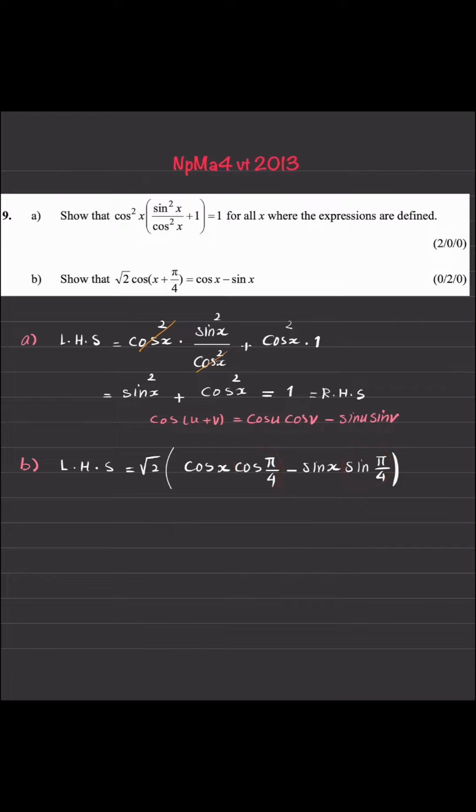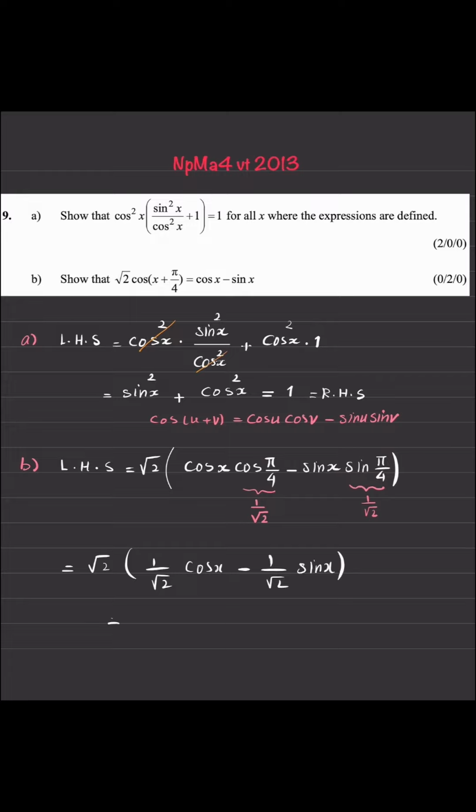And here, coincidentally, both of them are the same numbers. So this number is just 1 over square root of 2, and this number is also 1 over square root of 2. Okay, so if I want to write it a little bit compactly, it becomes square root of 2, I would write 1 over square root of 2 first, multiplied by cosine x, minus 1 over square root of 2, multiplied by sine x.